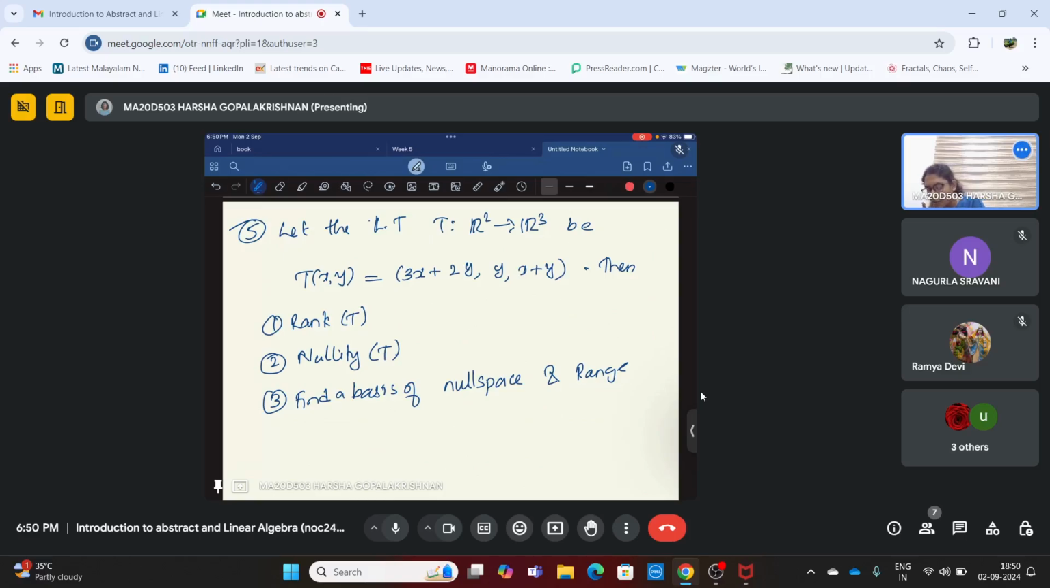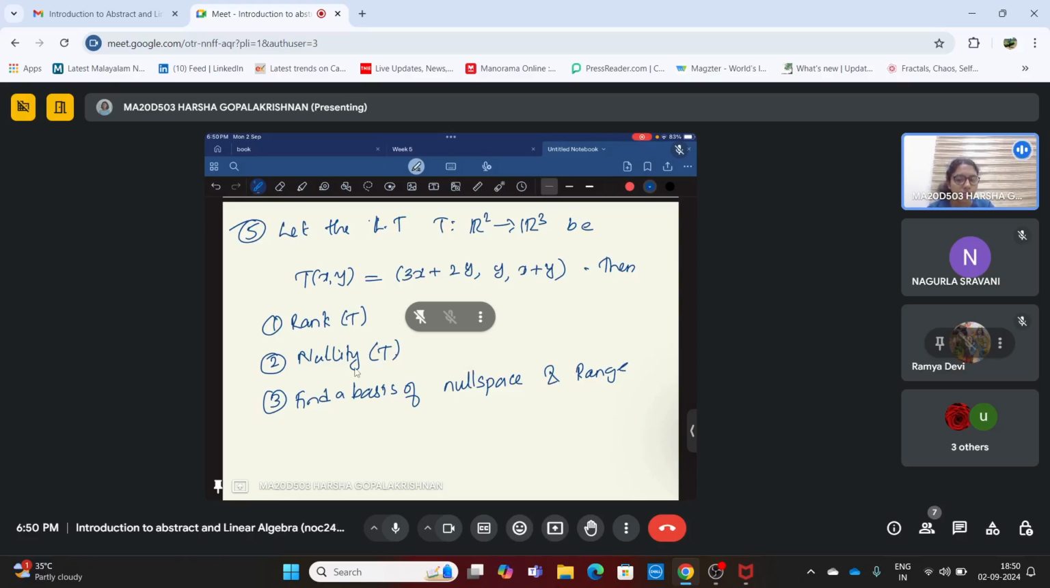Now we will see a linear transformation from R2 to R3, defined as T of (x, y) equals (3x plus 2y, y, x plus y). An element from R2 is mapped to an element in R3 as given. Now we need to find the rank of T, the nullity of T, and a basis for the null space and range.